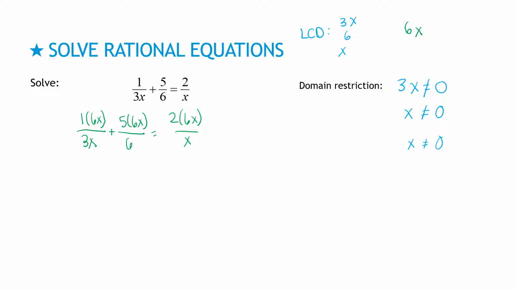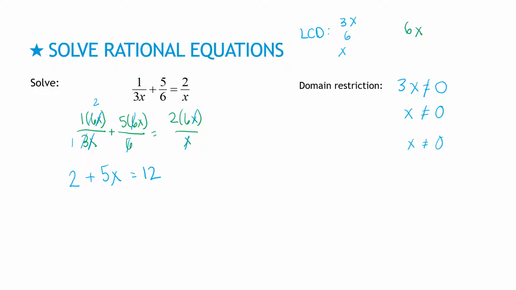Now again, why does that help me? Because now I can do some crossing off. The x can go away, and the 6 and the 3 can reduce to 1 and 2. So what's left over? Just 2 for my first fraction. For my next one, the 6's go away. I'm left with 5x. And for the last one, the x's go away. I'm left with 12.